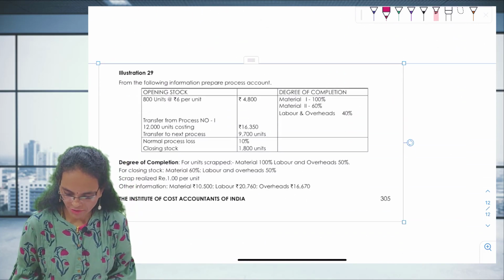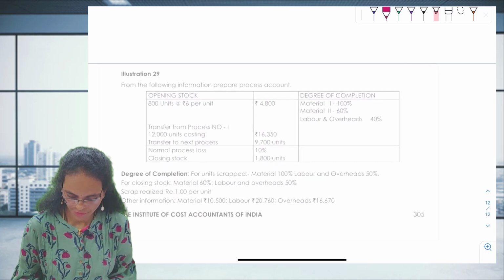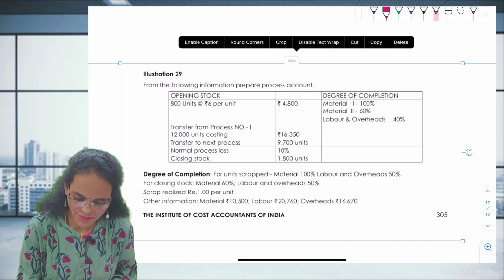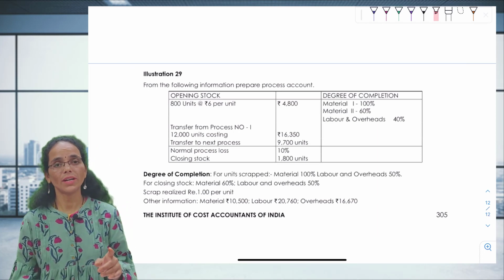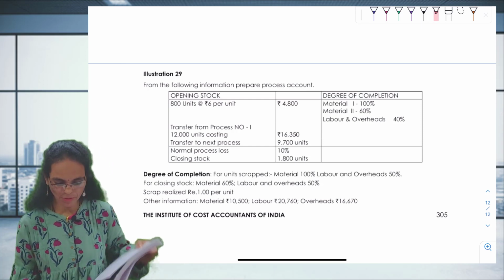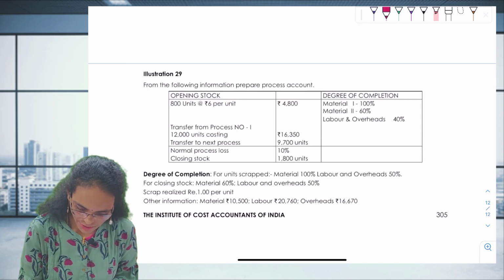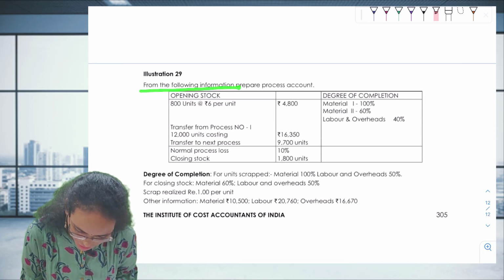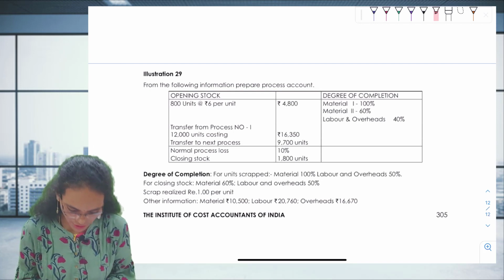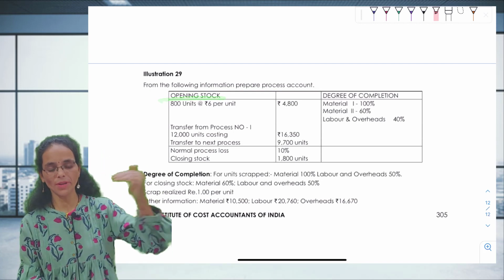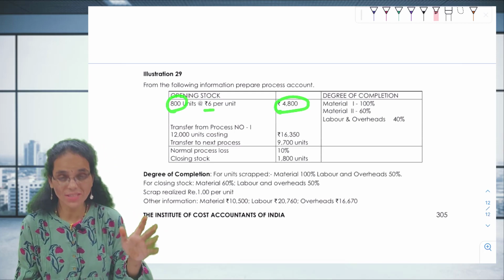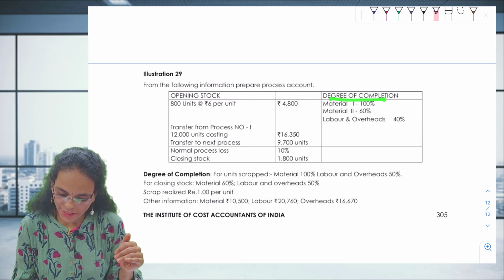Question number 29. From our material only. This is somewhat the trickiest problem I can say, but an expected problem in the examination. See, from the following information, prepare process account. Opening stock is given from the previous one: 800 units, 6 rupees each. The cost is given. Next one, degree of completion.